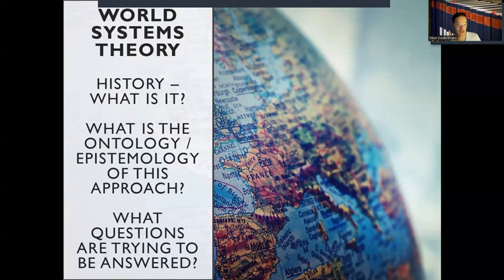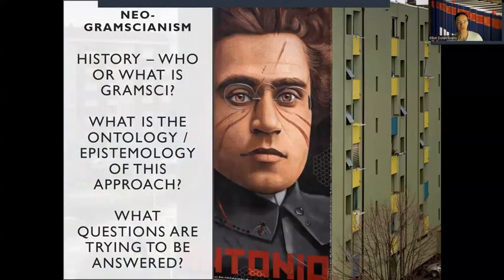But the epistemological approach is, again, still concerned with history, but it is all situated more within the global order of international relations and the capitalist world order. And again, asking quite similar questions to Marxism more broadly. Now, neo-Gramscianism is another subset of Marxism.